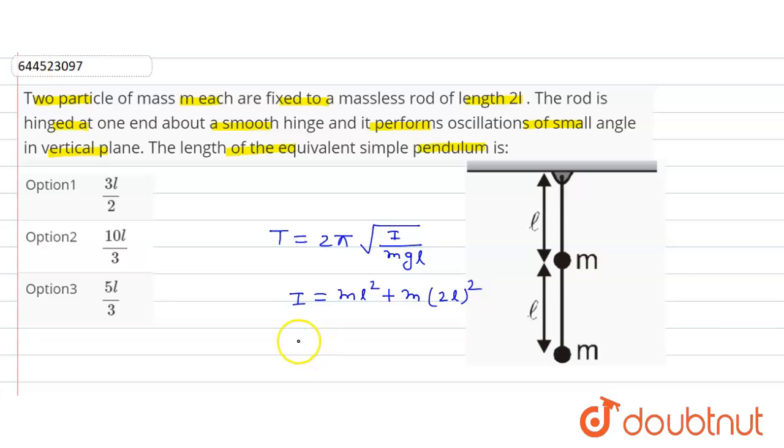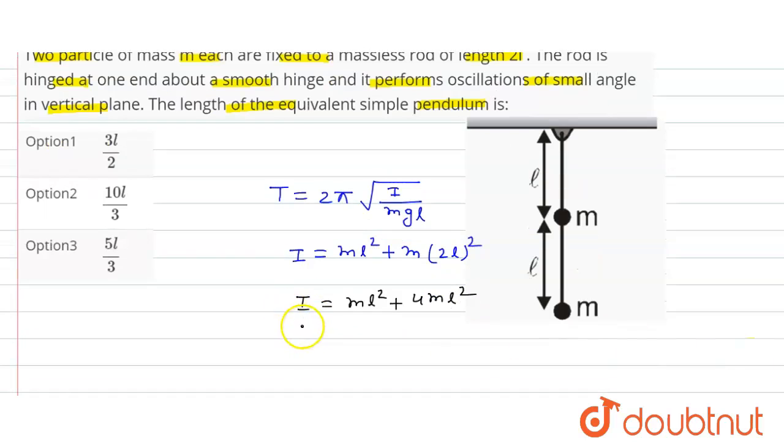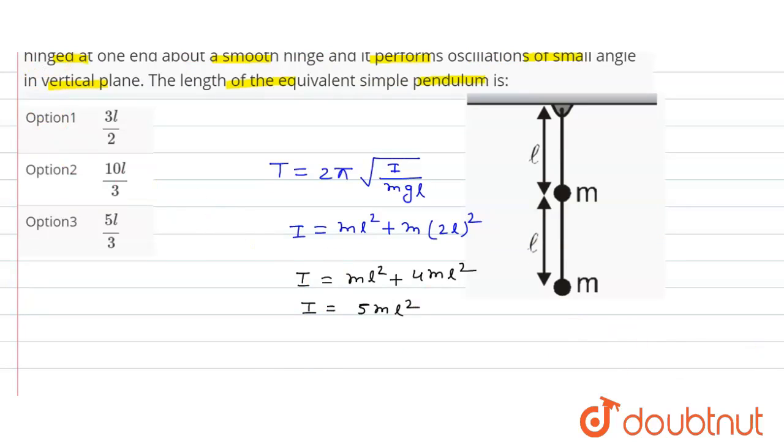So I will be equal to mL square plus 4mL square. So the moment of inertia I is equal to 5mL square. Now we got the moment of inertia.